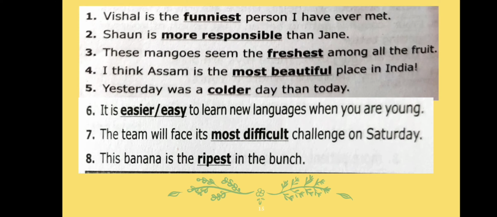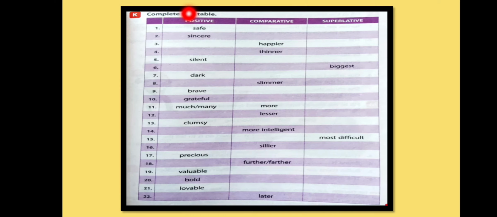Now the next exercise is K. Complete this table. You can see a table of positive degree, comparative degree, and superlative degree. In some boxes you can see positive degree is given. In some boxes only the comparative form of the adjective is given. Then superlative forms of adjectives are given. So you have to check the different degrees, different rules, and use the proper form of degree.